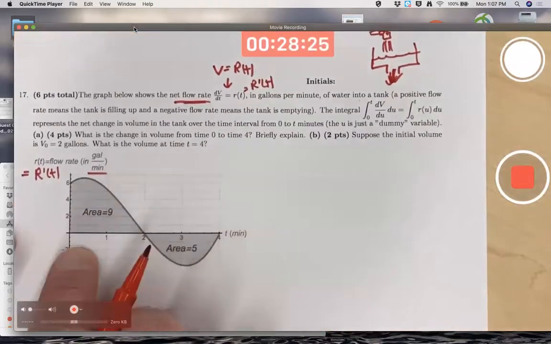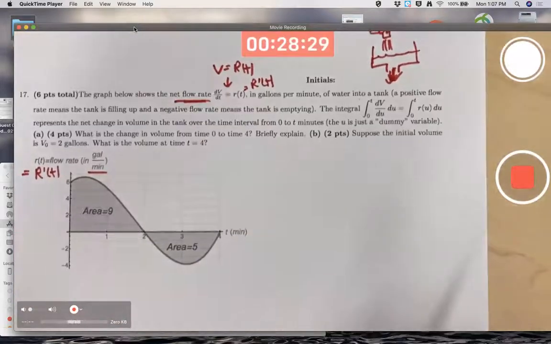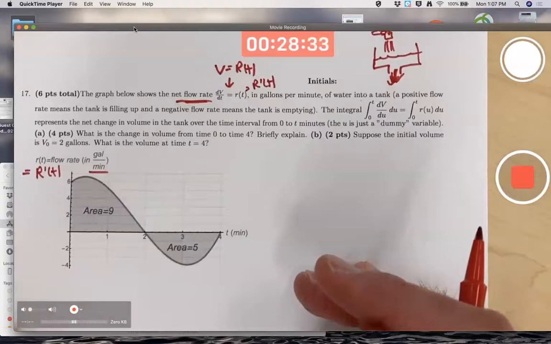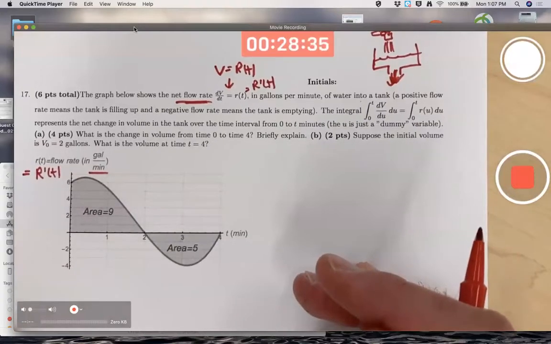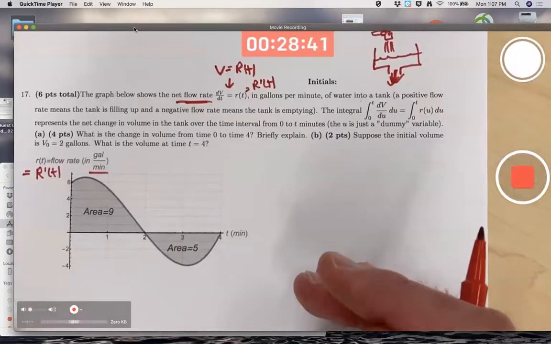So during this time period, the tank is filling up. It's getting bigger in volume. And during this time period, it's going down in volume. It's really, really important, if you're going to get this, that you think about that conceptually in the way that I just described.